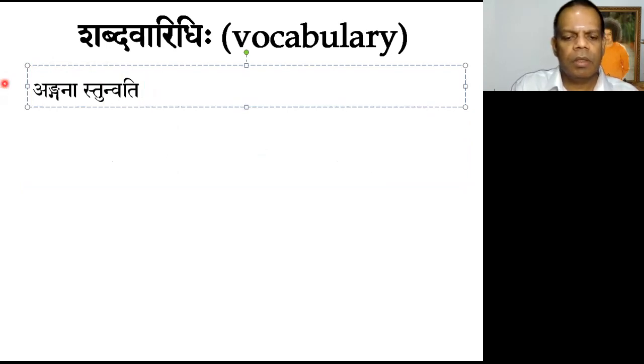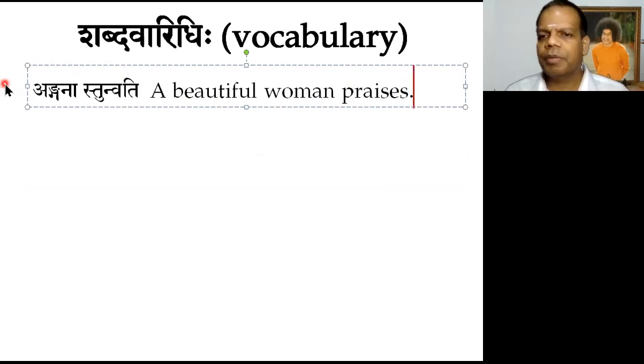So this is, a beautiful woman praises, or a beautiful woman is praising. Both ways you can put. So it's stunvati. So this is singular.